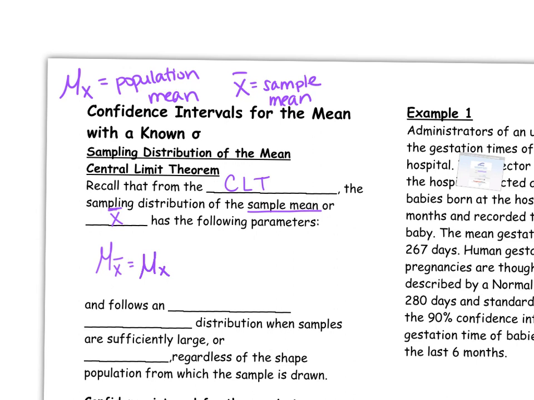So what does this say? Instead of trying to find the population value, I can just take a whole bunch of samples, find their average, and it'll give me the population average. And it also says that the standard deviation of x bar, where sigma x is the population standard deviation, is equal to sigma x over the square root of n. And we call this value the standard error.